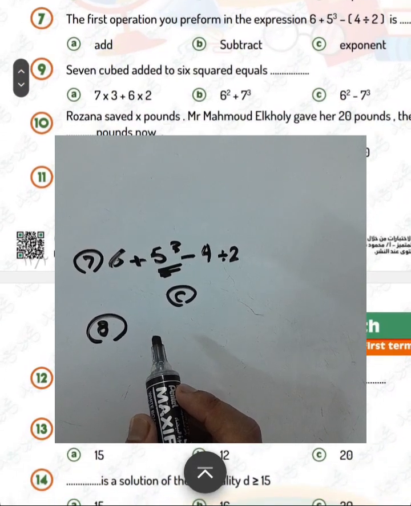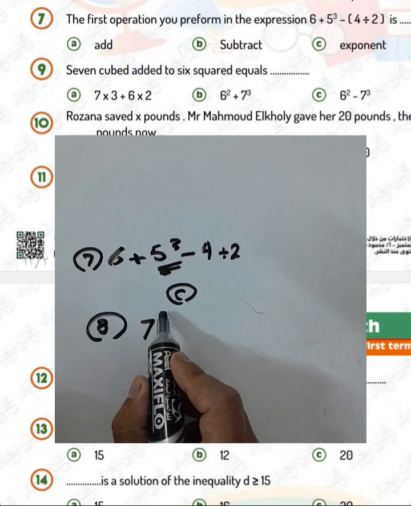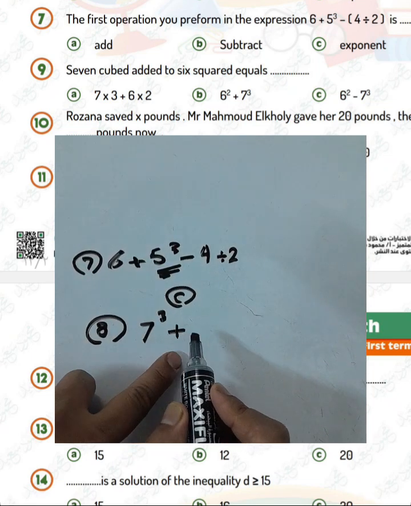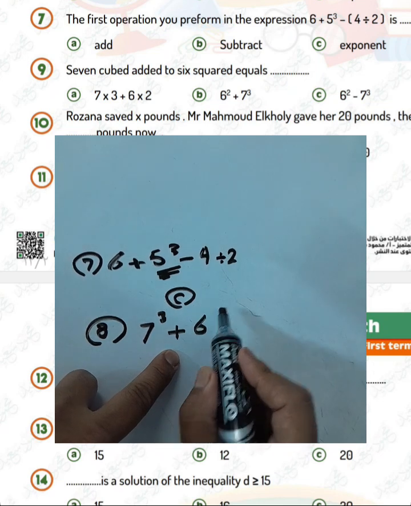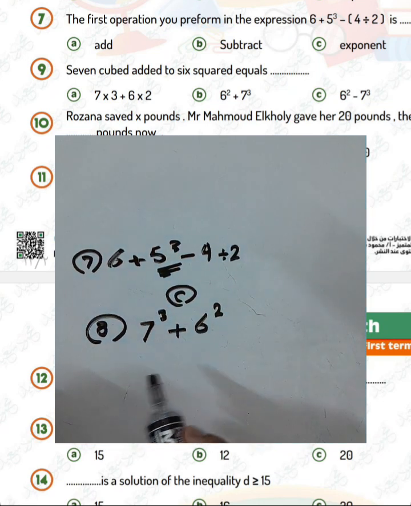7 cubed add 6 squared equals what? 7 cubed will be 7 power 3. 7 cubed plus, it means what? Plus 6 squared, 6 power 2. 7 power 3 plus 6 power 2, meaning 7 cubed add 6 squared.